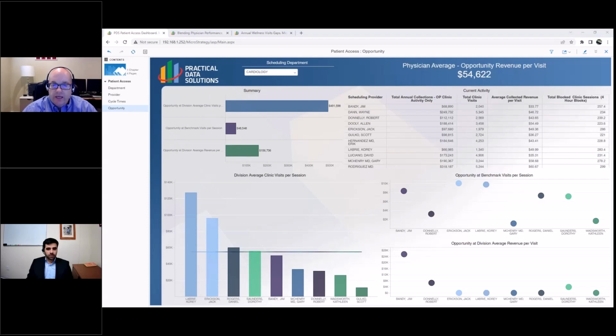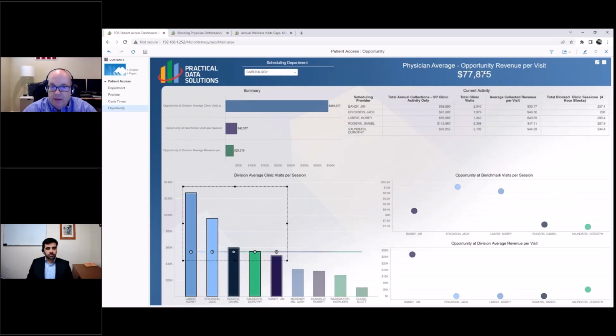And we can start saying, what if every provider who was below the division average was performing at the division average number of clinic visits per session that's out there? So if we have some providers that are at 30 and some providers that are at 10, what would happen from a financial standpoint if we were able to move up those underperforming providers? And what that does is it attaches a financial benefit. And this financial benefit is something that can be a very compelling argument for change.